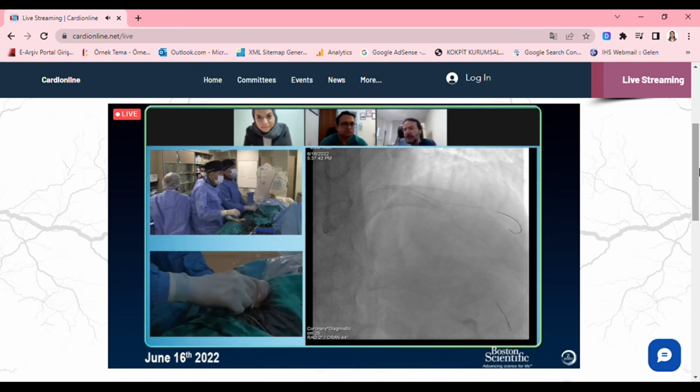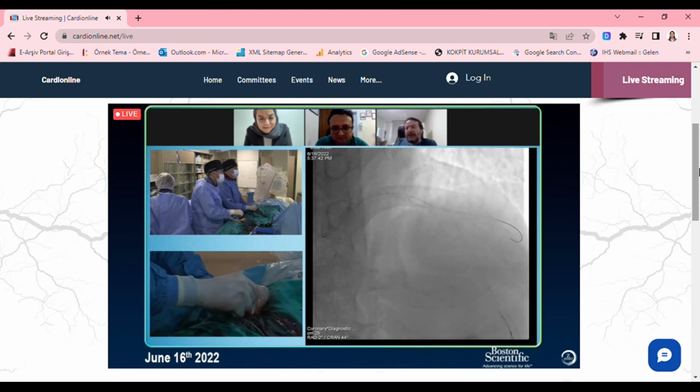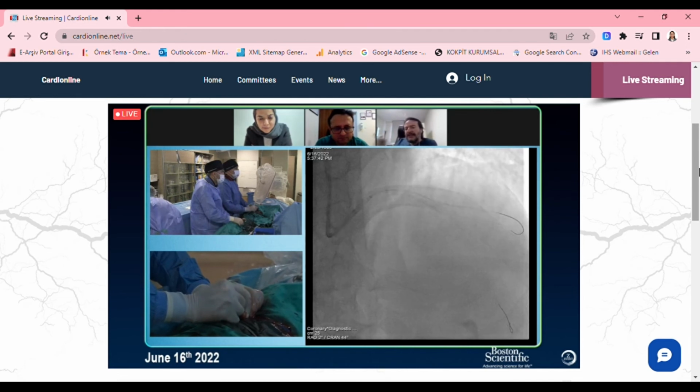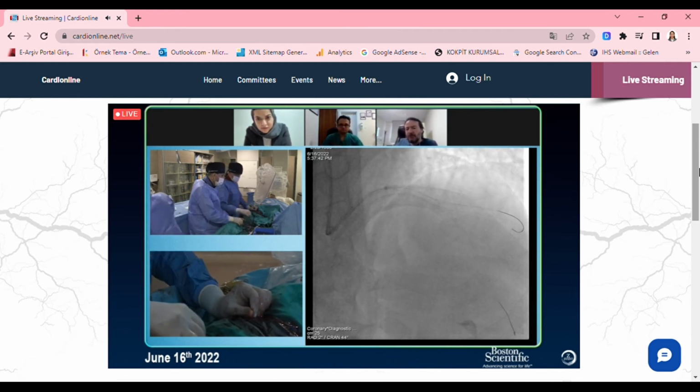Because even if you give contrast from the guideliner, the pressure of the contrast is high with the guideliner, so you might increase the dissection. You see what I mean?